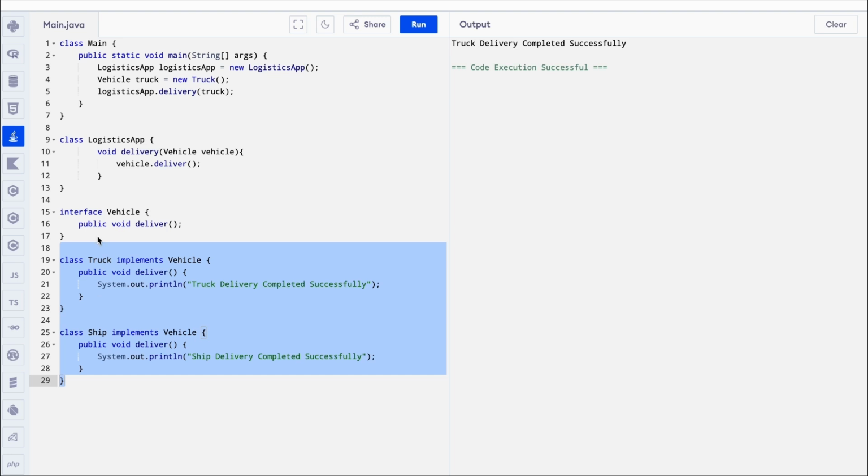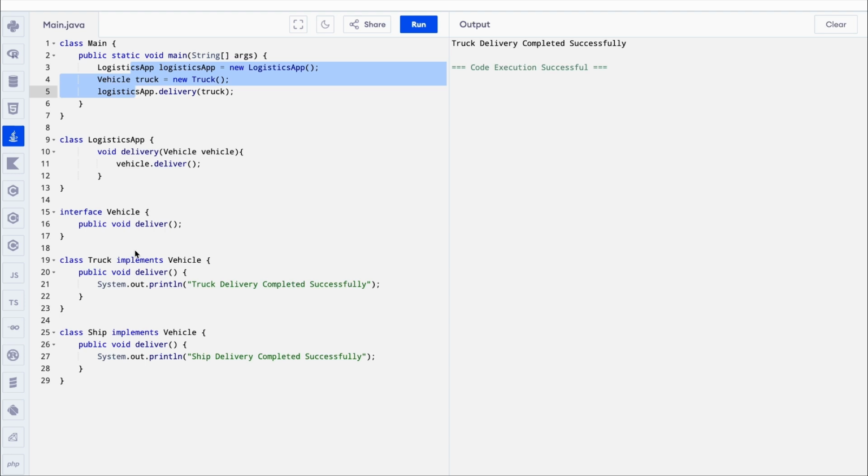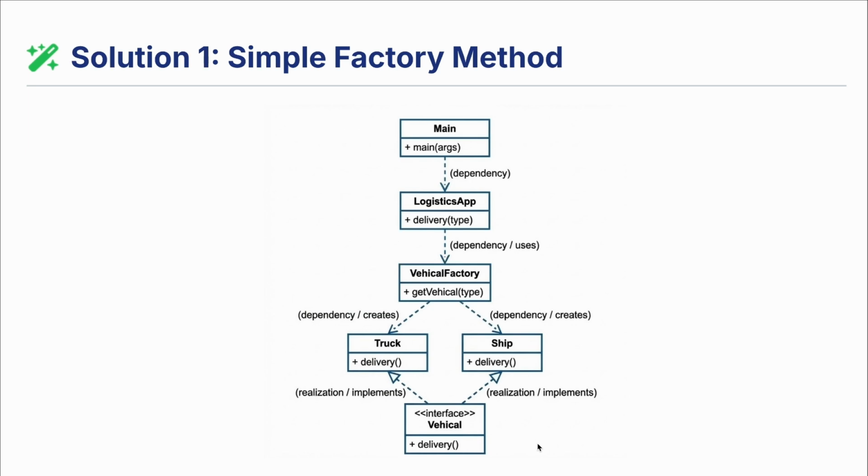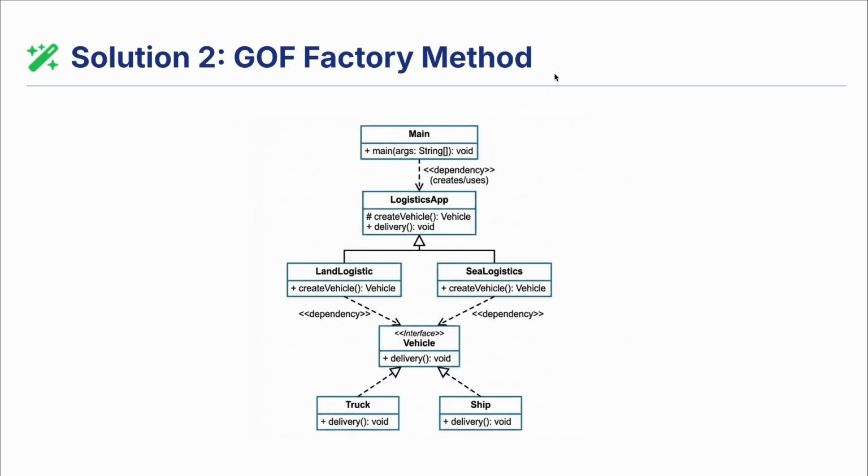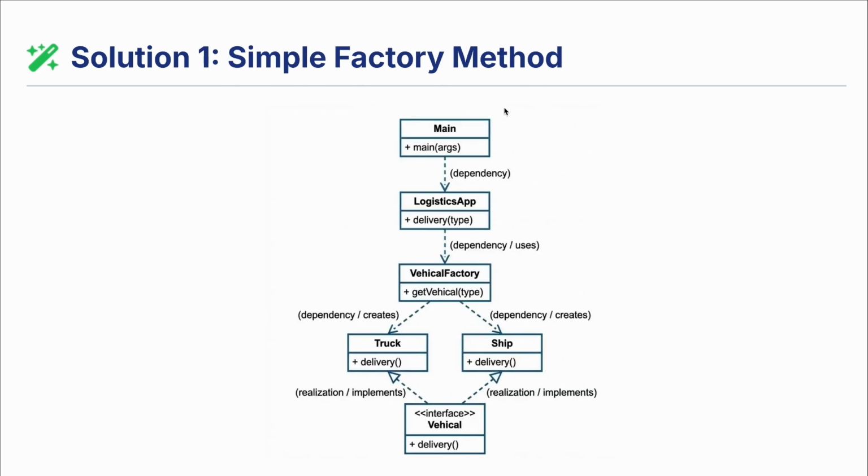With this design, we are exposing our internal design to the outside world. If tomorrow we replace truck with something else, like heavy truck or electric truck, the client code will also have to change. And that is a problem again. So what is the solution to this? The solution is the factory method design pattern. Factory design pattern is of two types. One is simple factory and another one is GOF factory method. First, we'll be starting with the simple factory method.